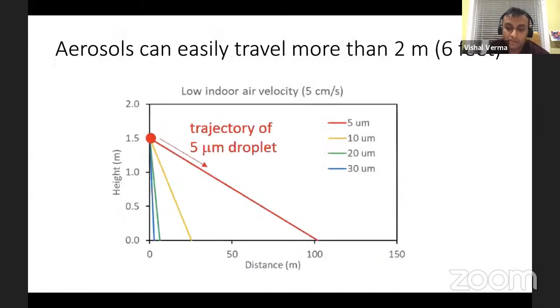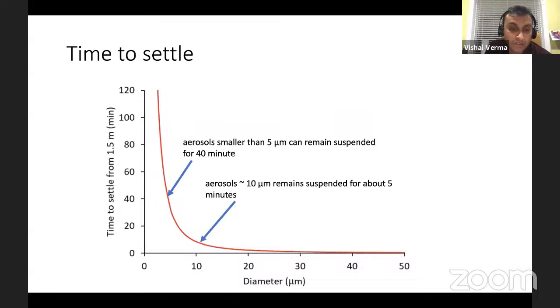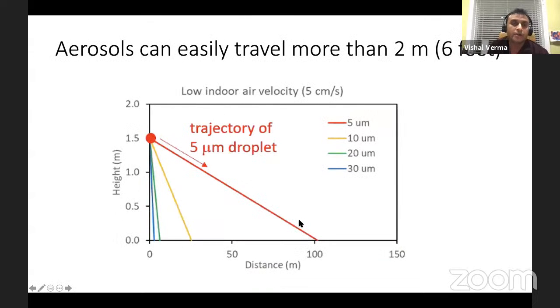Okay, so this is useful information we should keep in mind, because it will be used in our further assessment. Now, this plot shows how much time aerosol can remain suspended in the air, that is, in still air.